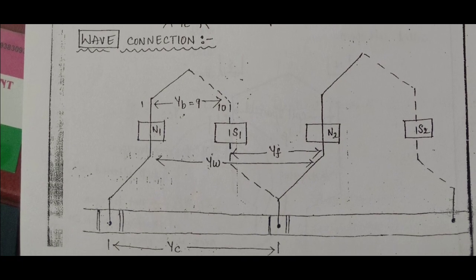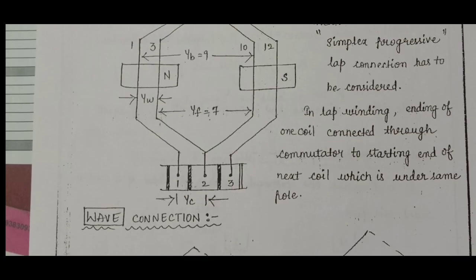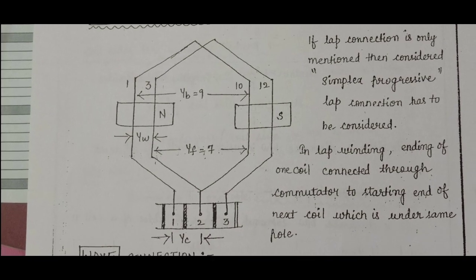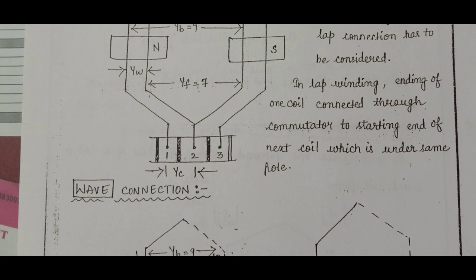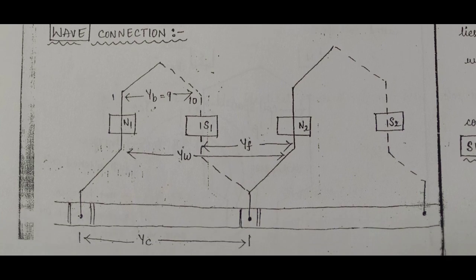Wave connection: the winding is like a wave. It is like a parallel connection, where all conductors are like parallel connection. So these are like series in structure, a series connection.